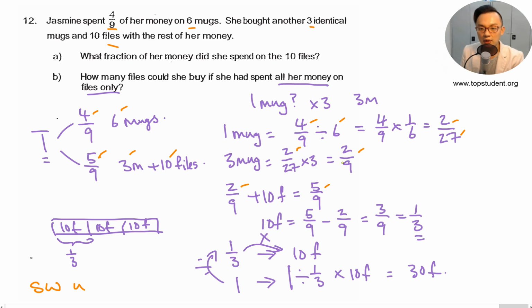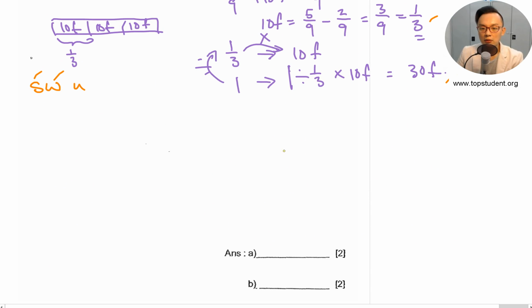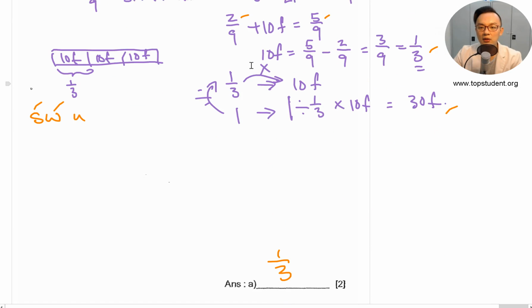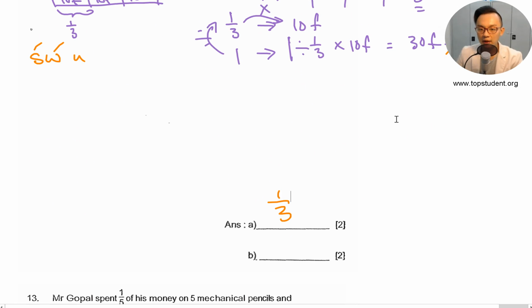I copied all this correctly. 2, 9, 2, 9. 10 bowls equals to 5 minus 2, this is correct. So 1/3 is 10, 1 divided by 3, 30 bowls. Okay, correct. So I got my substitution and working correct. My units, what fraction did she spend on the 10 bowls? She spent 1/3 of it. So let's go to my answers. So I will say 1/3 of her money. And how many bowls could she buy if she spent all her money on bowls only? So 30 bowls. She can buy 30 bowls. Alright, and that's 2 points. Quite easy, right, this question?